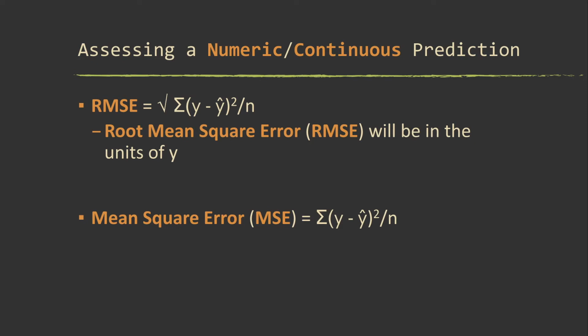Mean square error, or MSE, is just root mean square error without the square root applied. So you do the same math, but you don't apply the square root at the end. Since you don't apply the square root, it's going to be in the square of the units of the thing you're predicting. So percent squared, parts per million squared, dollars squared, whatever. I tend to prefer root mean square error because I think it's easier to interpret the results when you're in the units of the thing that you're predicting.